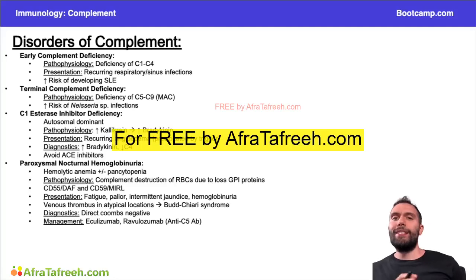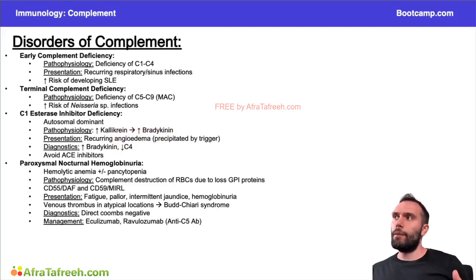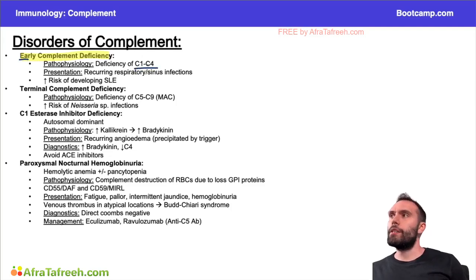All right, so let's put together kind of everything that we've been talking about to go over some of the disorders of complement. Probably the least high yield of the four on here is going to be this early complement deficiency. It's just like the name says, it's early, right? So it's in the first few stages. So you have some deficiency. It could be C1, C2, C3, C4.